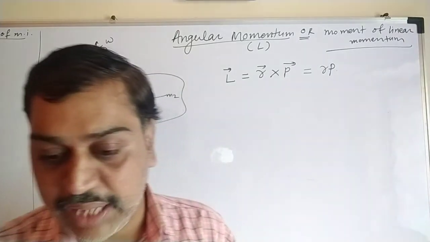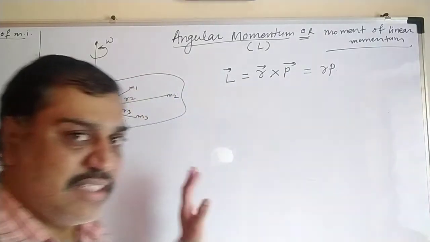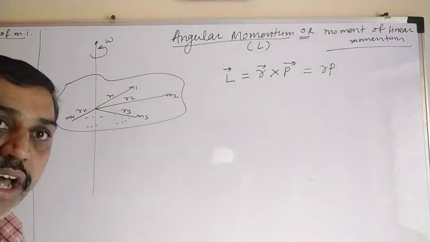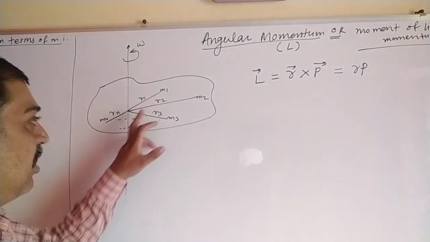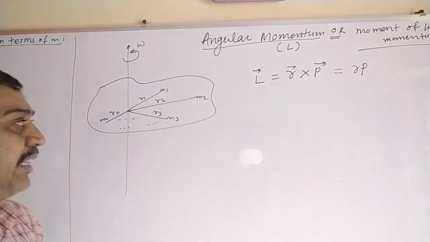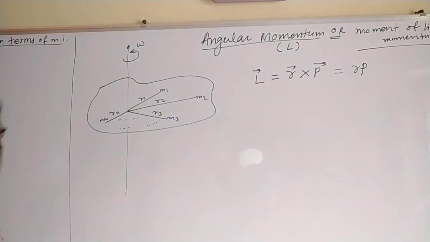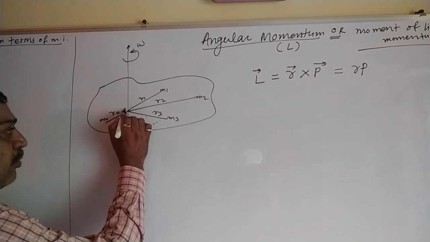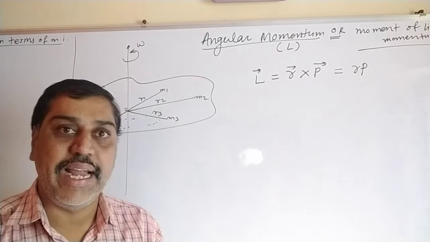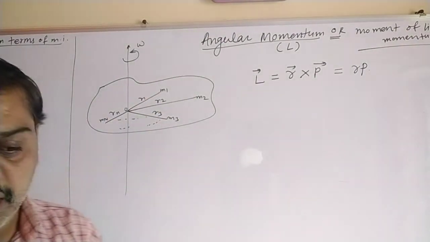Now we have to derive the expression for this angular momentum. For that, let us consider a rigid body which consists of n number of particles. We have already considered this type of body earlier, the same body. M1, M2, M3, and so on up to Mn are the different masses of this body, kept at distances R1, R2, R3, and so on up to Rn from this point O, the axis of rotation. Now our aim is what?